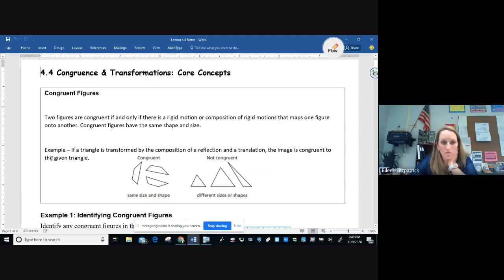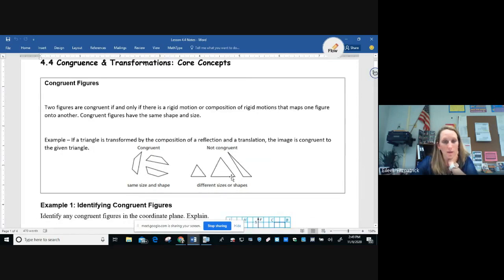So you can see here, these are not triangles, but these four-sided figures look like trapezoids. They are all congruent to each other, same shape and size, so a congruency mapping occurred. Over here, the triangles are different sizes, so they are not congruent to one another, so it's not a congruency transformation or mapping.